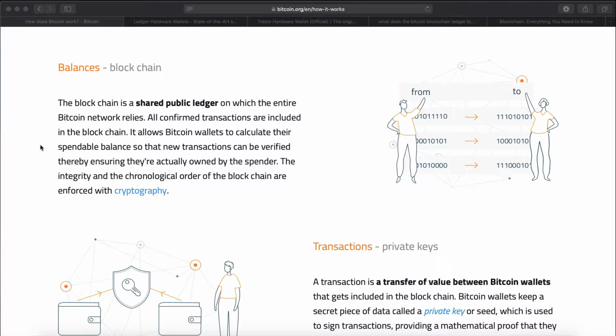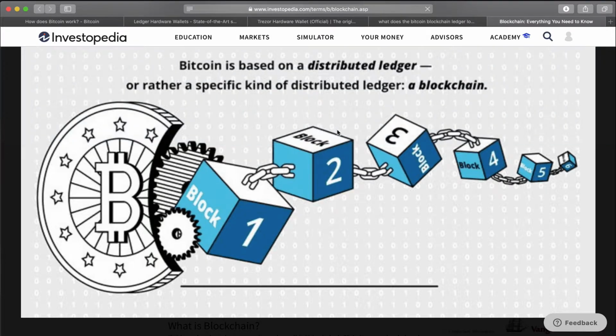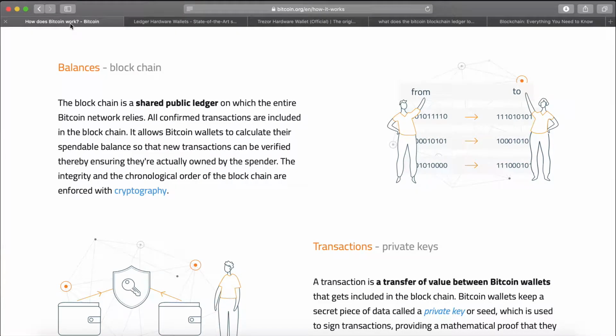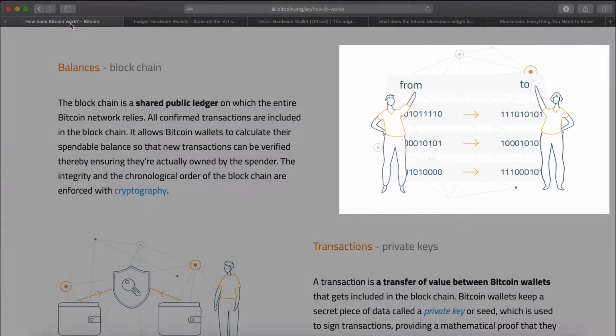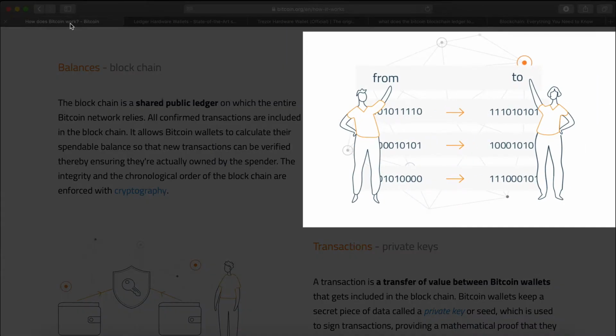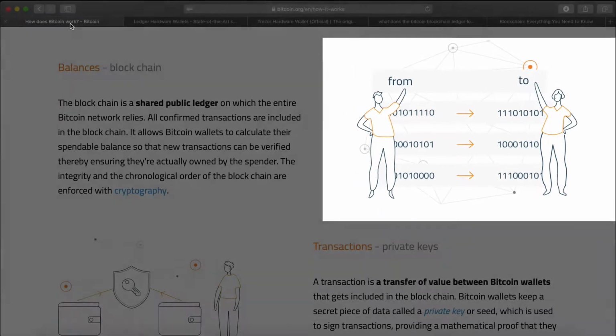Okay, so Bitcoin is a shared public ledger. You also might hear it referred to as an immutable ledger, or in this little cartoon here, you might see it referred to as a distributed ledger. Now, what does that mean? The way to think of this is that it's a huge ongoing Excel spreadsheet, and every confirmed transaction is in the spreadsheet, and once it's in there, it can't be altered or changed.